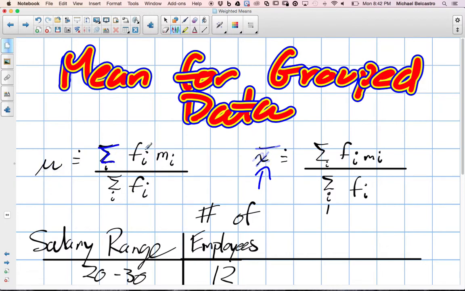We have the sum of the frequency times our m value, which is the midpoint, sorry, of what we're measuring, all divided by our frequency. And the same idea here: frequency times the midpoint of the range of data divided by the sum of the frequency.